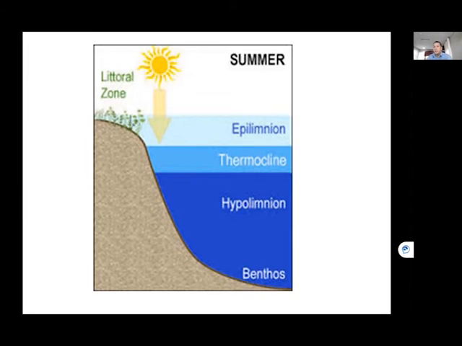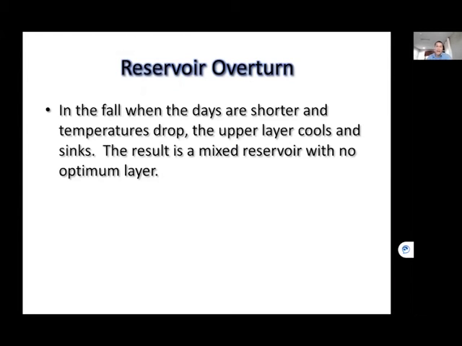When you get to the winter months, usually you'll see something different after the reservoir overturn. In the fall, which is right about now, when the days are shorter, the temperature on top of the reservoir cools down, and the upper layer cools and sinks. The result is a mixed reservoir with no optimum layers. You'll have the same temperature and same water quality characteristics throughout the reservoir after it turns over, which happens usually in the fall, right about now, actually.